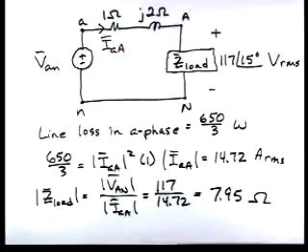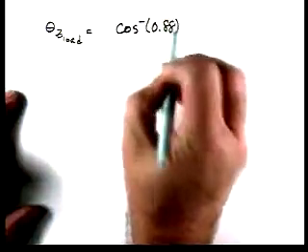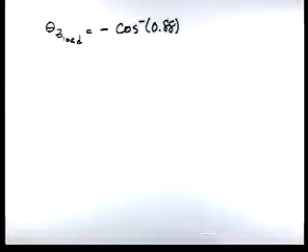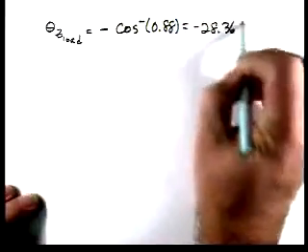Now, we were told that the power factor of the load is leading. And if we remember, theta Z for the load is related to the power factor by the cosine inverse of 0.88. Now, it has to be minus this time because it's a leading power factor. Leading power factor indicates capacitive load, which says the angle on Z is negative. So this gives us minus 28.36.